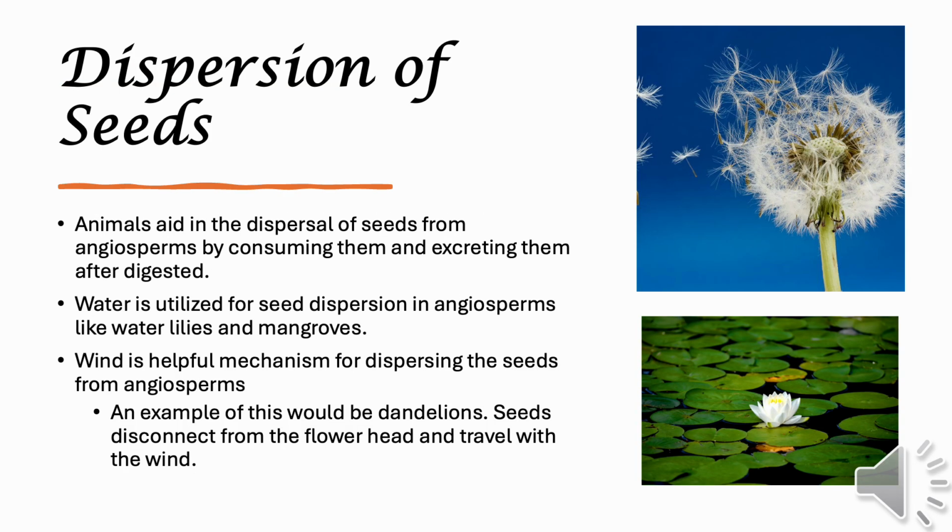This is the dispersion of seeds in angiosperms. Animals aid in the dispersal of seeds from angiosperms by consuming them and excreting them after they are fully digested. And then water is another mechanism. It is utilized for seed dispersion in angiosperms like water lilies and mangroves. And then lastly, wind is a helpful mechanism for dispersing the seeds from angiosperms. An example of this would be a dandelion because the seeds disconnect from the flower head and then they travel with the wind.